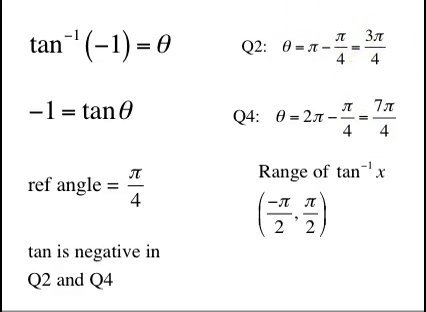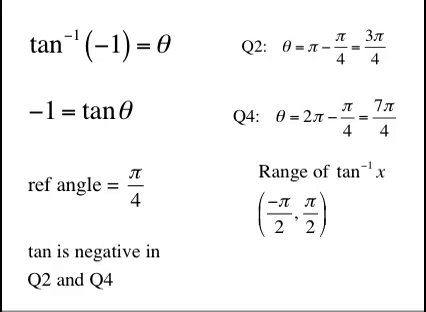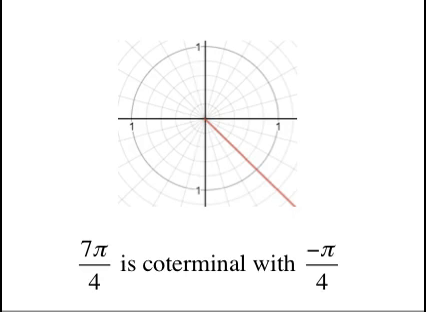3 pi over 4 is not in that range, 7 pi over 4 is not in that range. But the quadrant 4 number should give us an indication of where that should be. There's a coterminal angle for us to work with. If we visualize that, this is what we're interested in. This is a fourth quadrant angle with pi over 4. And we saw here that's 7 pi over 4. The question is, is there another name for 7 pi over 4?